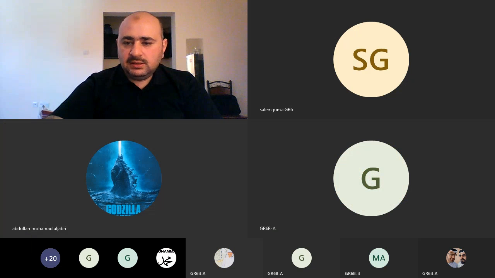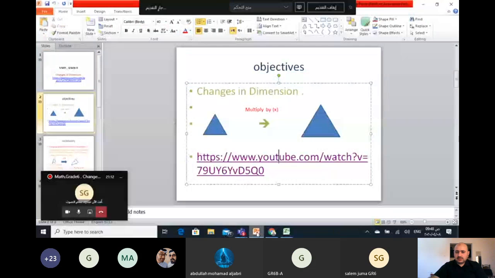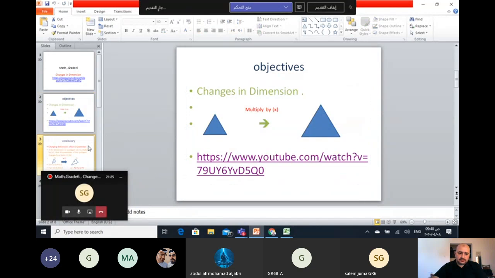So our lesson today is changing dimensions. It means if we have any figure and we have a change in length and height and width, what happens to the perimeter and the area? We want to study two cases now.